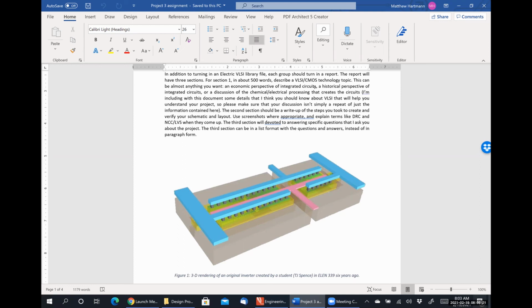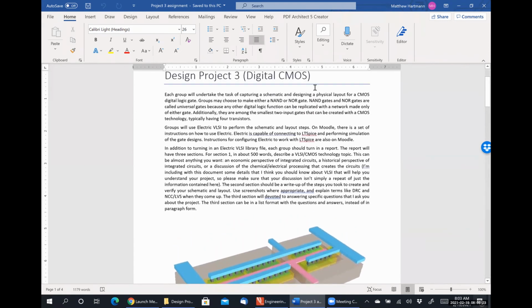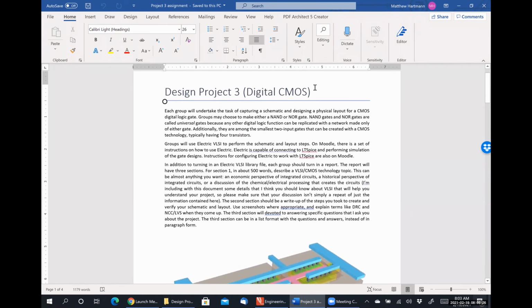Your task will be to use Electric VLSI to create either a NAND gate or a NOR gate. NAND and NOR gates are universal logic gates, and they're called that because they can be used exclusively to make every other logical function. So using just NAND gates or NOR gates, you can make AND or XOR, XNOR, kind of the full gamut. So it's a pretty interesting topic, but some of them get wildly complex. Well, not wildly complex, but reasonably complex.